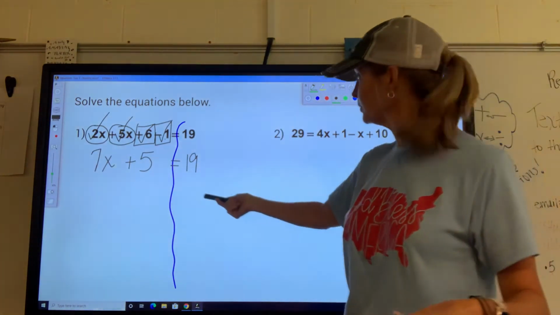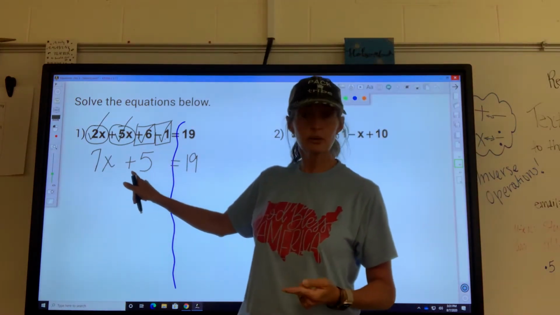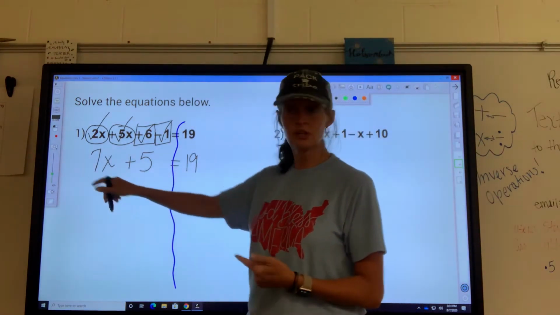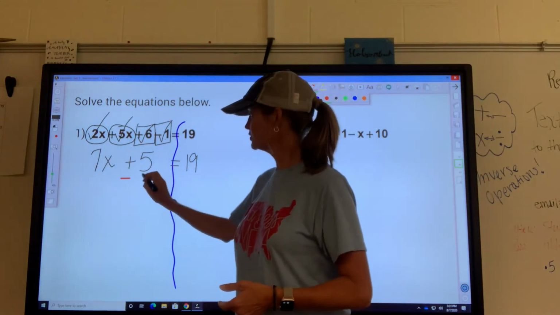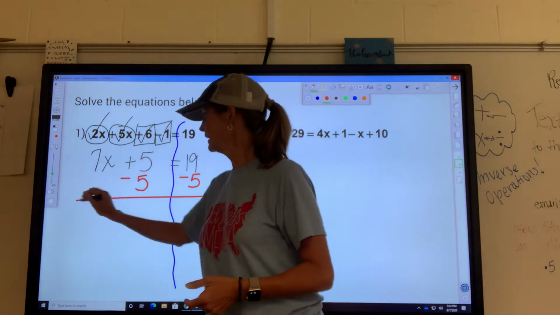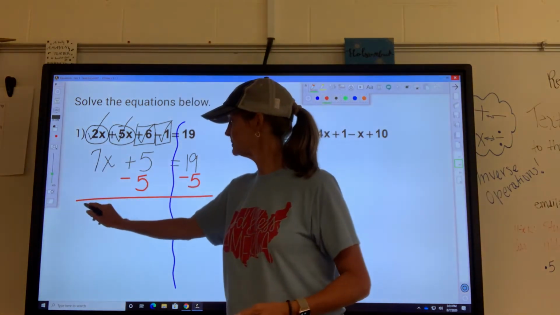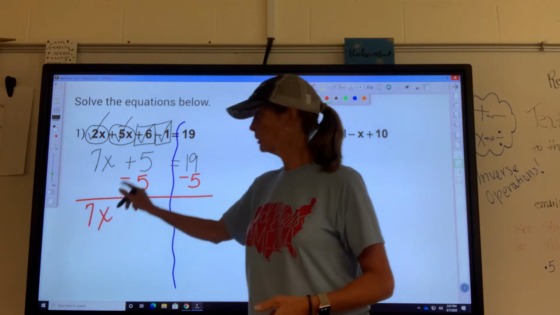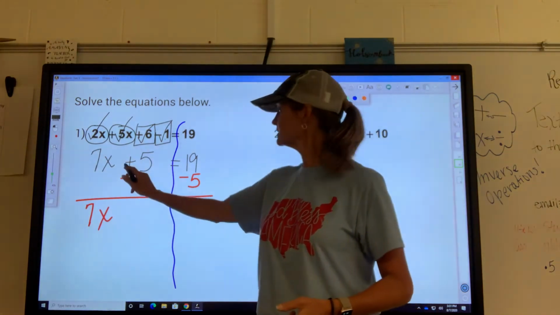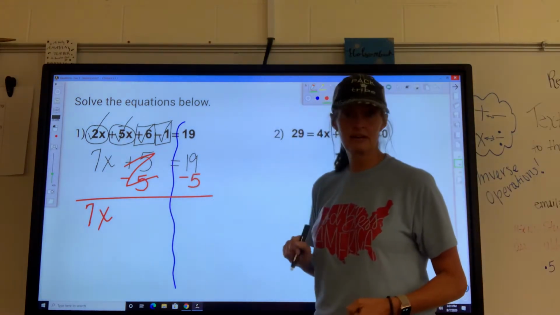So the first thing you're going to want to do is get rid of this little plus sign right here, because it's easier to get rid of pluses before it is to get rid of multiplication. So what's the inverse? Minus 5, minus 5. Now let's work it and just put 7x. I'm going to drop it down. What happens to plus 5 minus 5? Zeroes out.